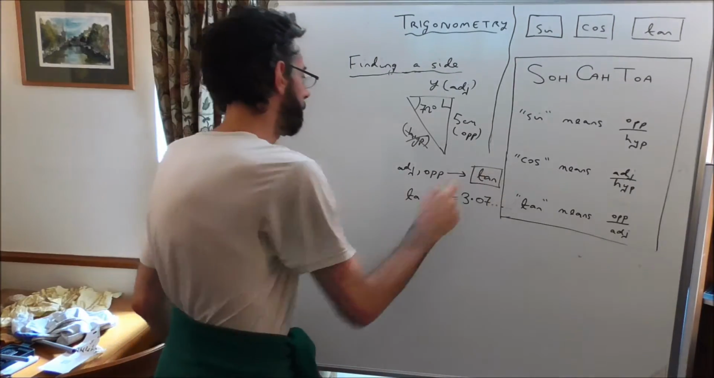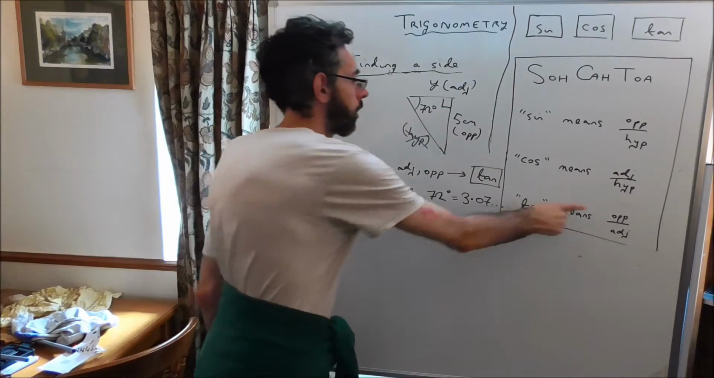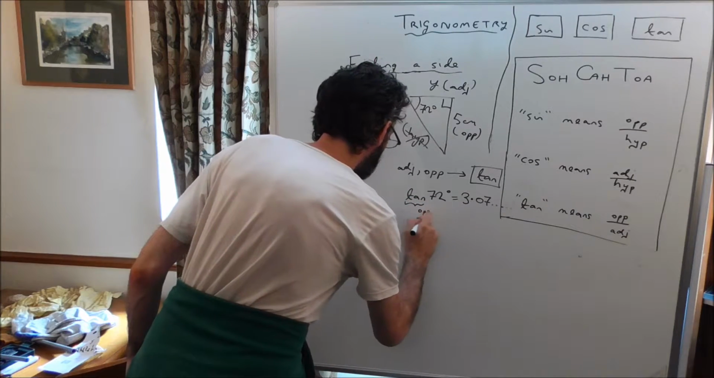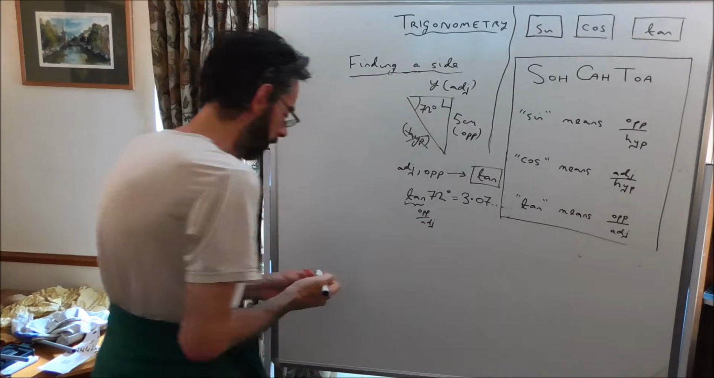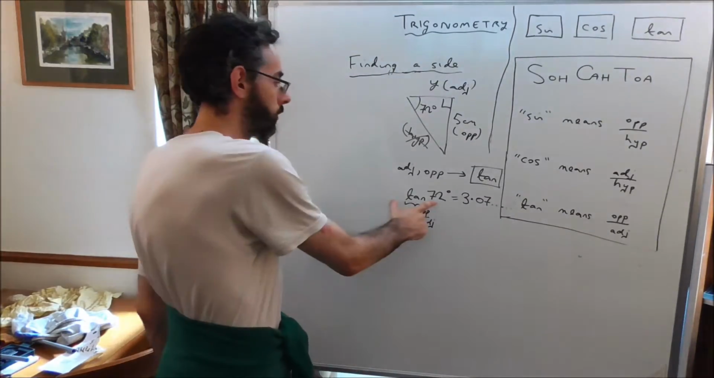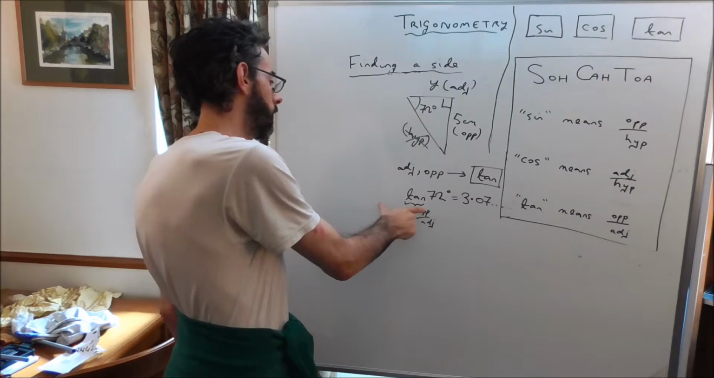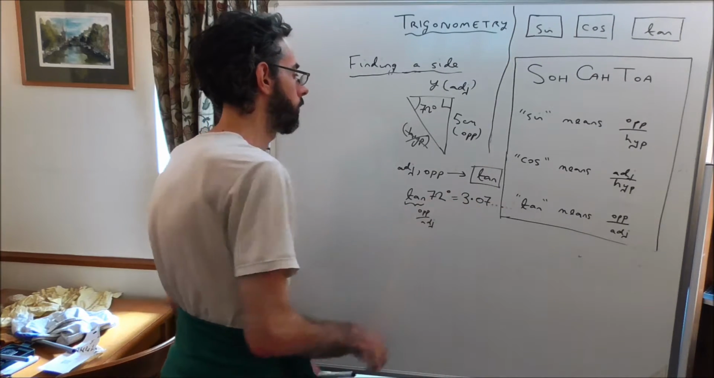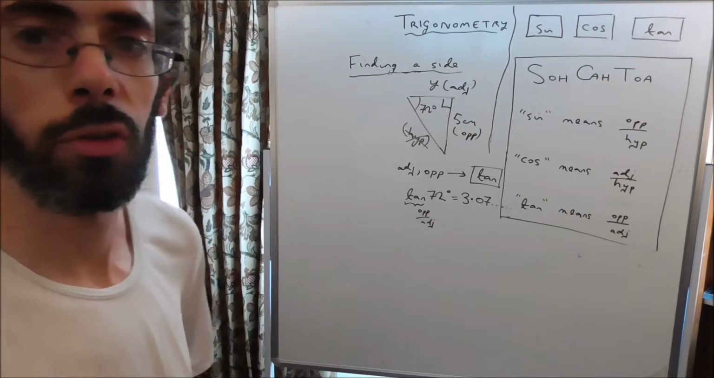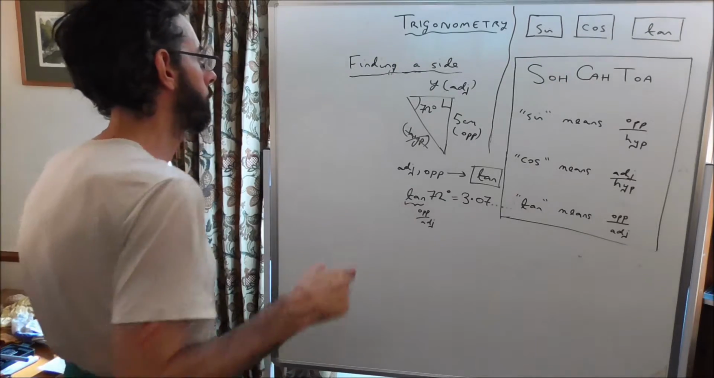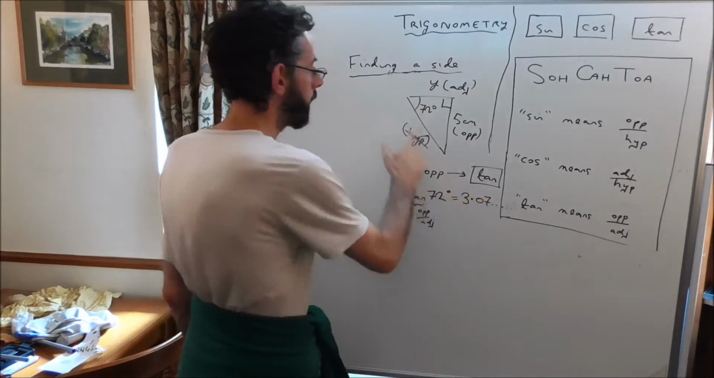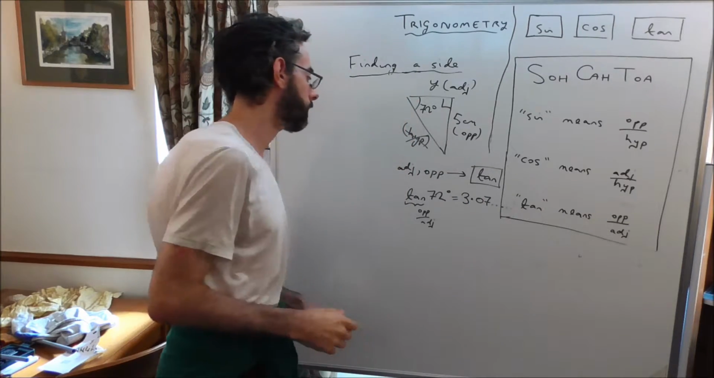Now what does this mean? Well, tan means opposite divided by adjacent. So I'll just write that over here. Tan means opposite divided by adjacent. So the calculator is telling us this time that if the angle in the right angle triangle is 72 degrees, then the opposite side divided by the adjacent side is 3.07. So again, it's telling us the relationship between those two sides. It's telling us their ratio.